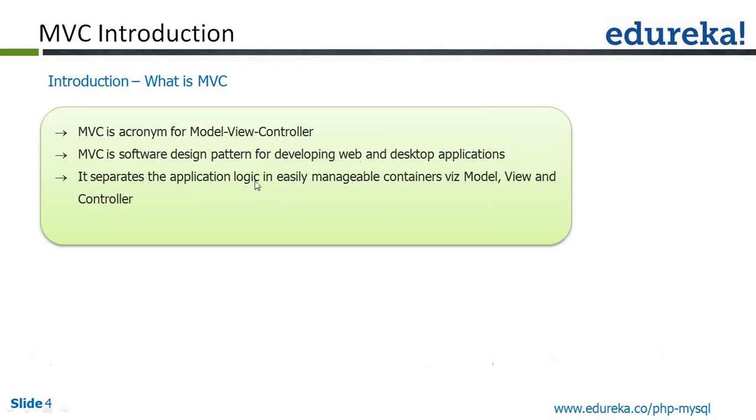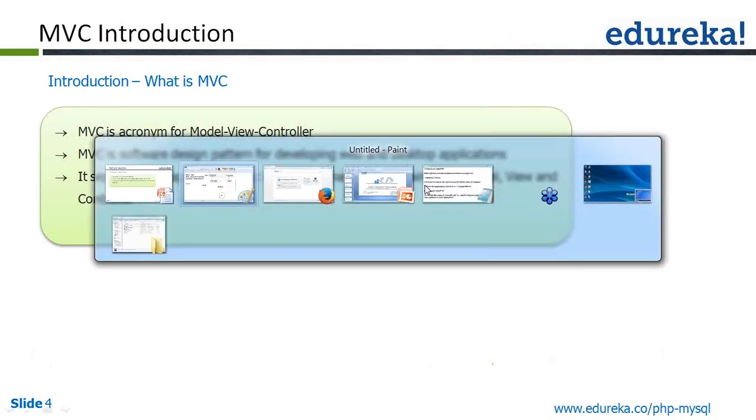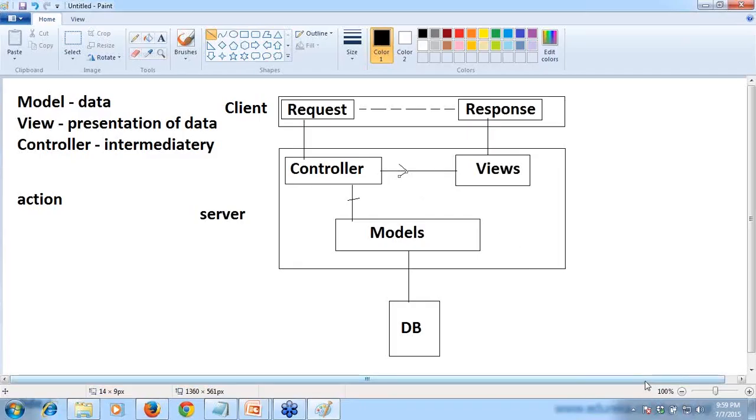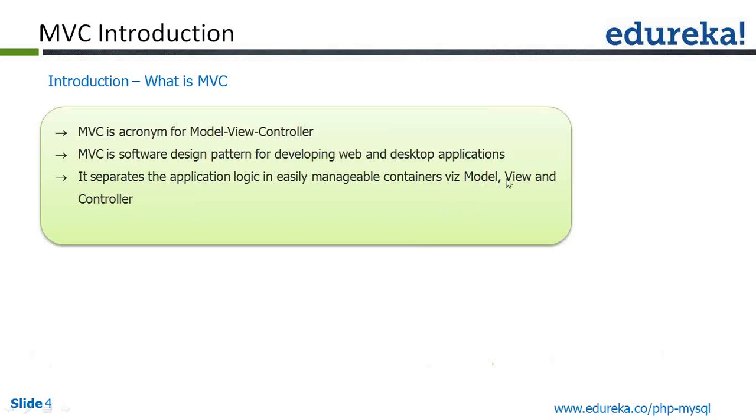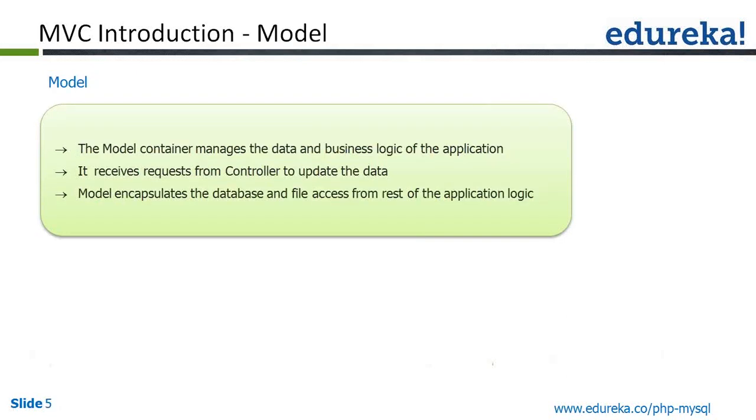It separates the application logic into easily manageable containers. So it is converting it into three different parts. One is the model, data; the view, presentation of data; and the controller, the controlling part, the main part of your application. All the requests are coming to the controller. Responses are also managed by the controller.